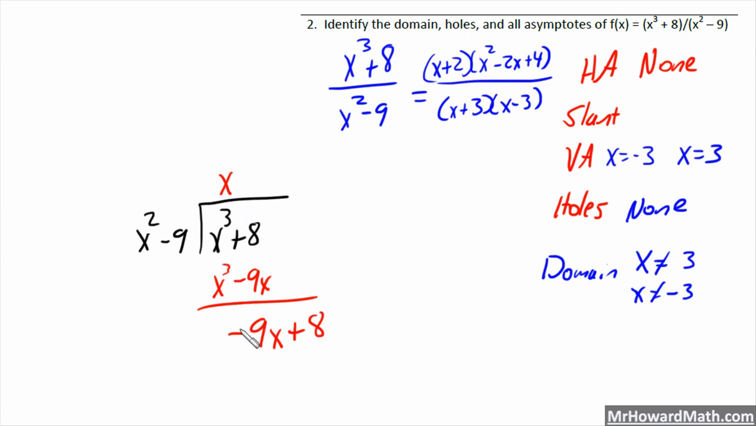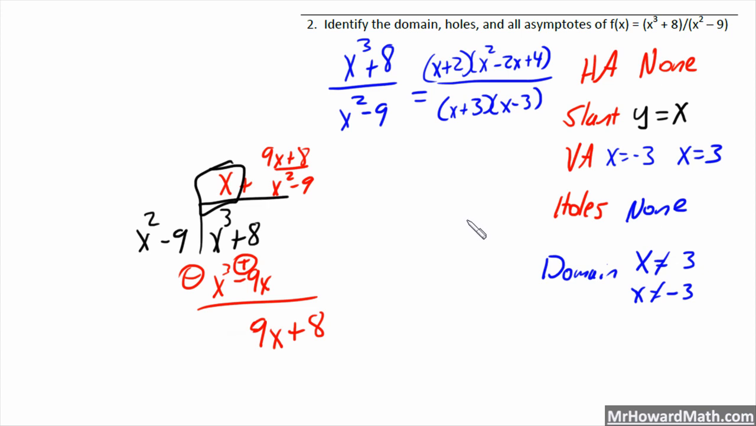So, and actually this would be a positive. I need to fix that. Because when you do your long division, you have to switch the sign. So it's actually a positive 9x there. So that would be my remainder actually. So plus 9x plus 8 all over x squared minus 9. So the slant is everything in front of the remainder, so that would be y equals x there. And that is going to be it for that problem. That answers everything: the domain, holes, and all asymptotes.